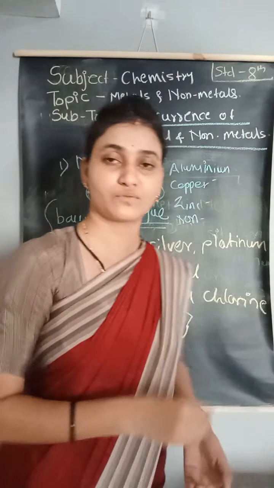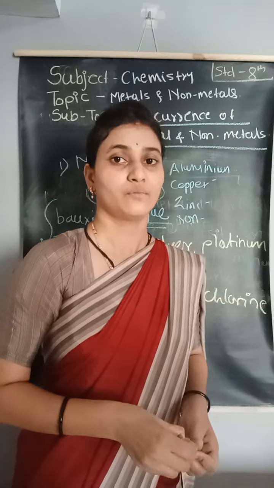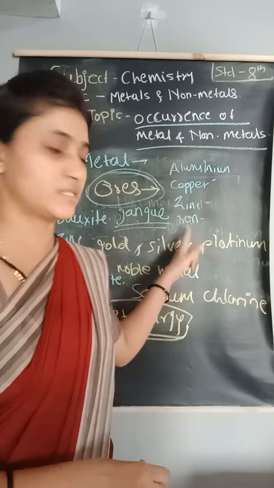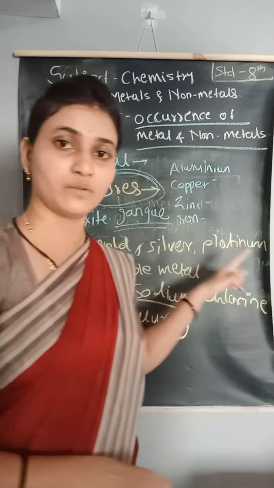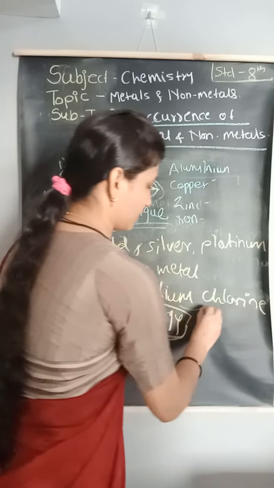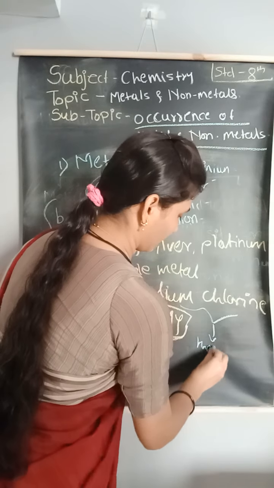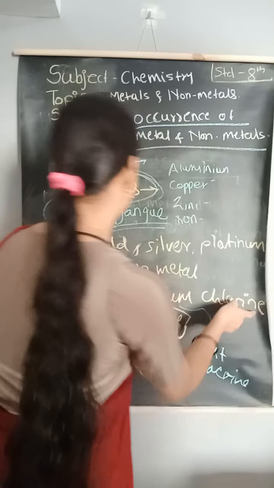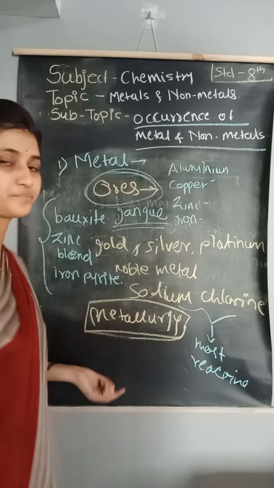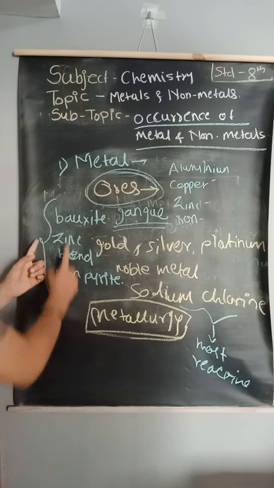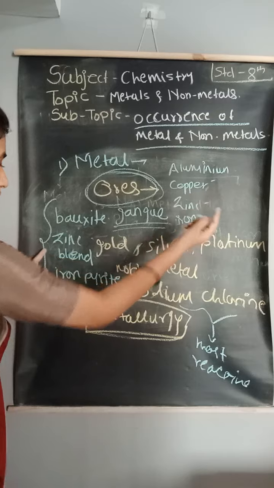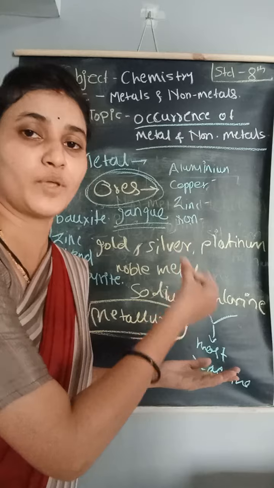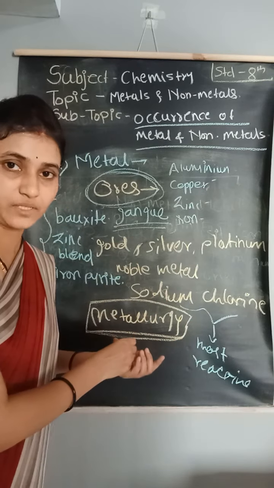That is the rocks. We can mine the rocks for getting ores of the metals like aluminium, copper, zinc, iron, gold, silver, platinum. The most reactive metals are sodium and others. Here those are the ores of the metals, and gold, silver, platinum are also mixed with some impurities.